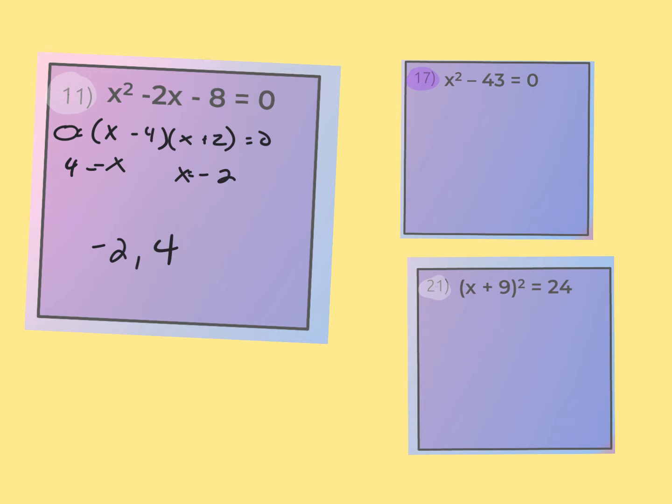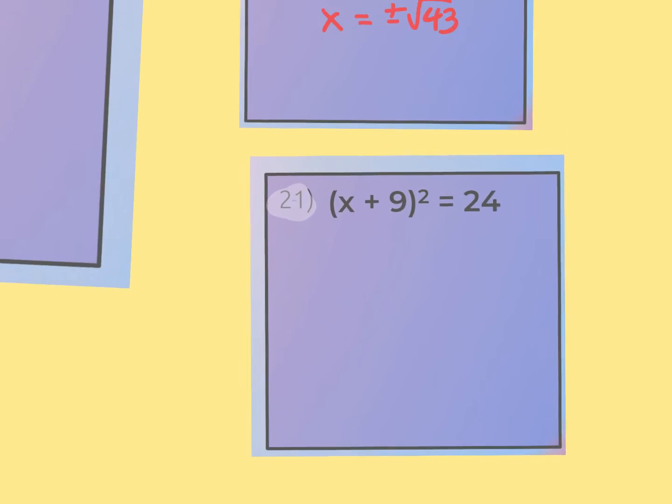For 17, we obviously can't factor this, right? So we add the 43 to the other side. X squared equals 43. Square root both sides, putting a plus and minus in front of that square root of 43. Can I simplify the square root of 43? Nope, so it stays just like that.